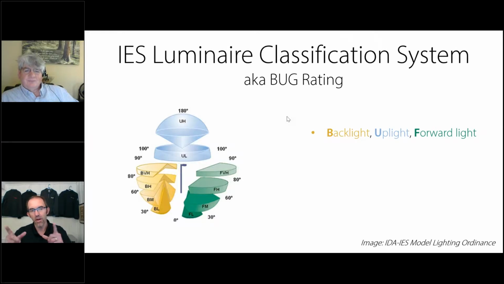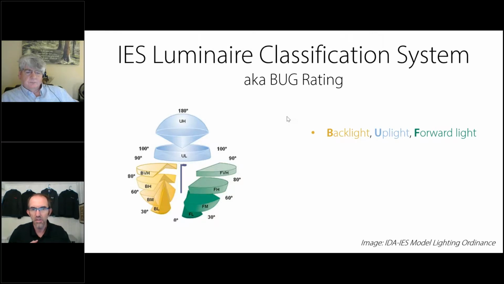But what we see on the screen here is a pole. It can actually be a wall pack too. We have the sphere that goes around that wall pack, or the sphere that goes around that light fixture, broken up into 10 separate zones of area. We can see there that the yellow refers to the backlight. The blue up at the top refers to the uplight. And then that green portion along the front refers to the forward light.